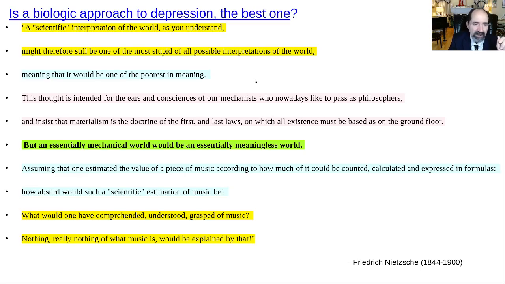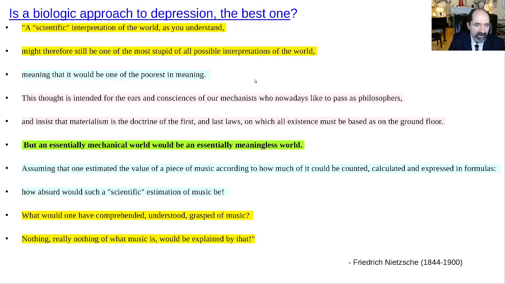And they insist that materialism is the doctrine of the first and last laws on which all existence must be based as on the ground floor. But an essentially mechanical world would be an essentially meaningless world. Assuming that one wanted to estimate the value of a piece of music according to how much of the music could be counted, how much of the music could be calculated or expressed in a mathematical formula, how absurd would such a scientific estimation of music be?